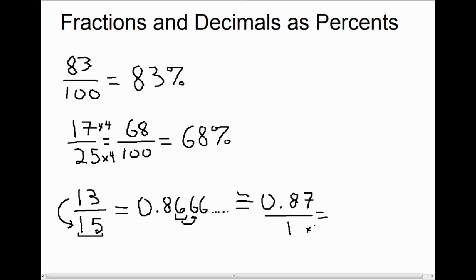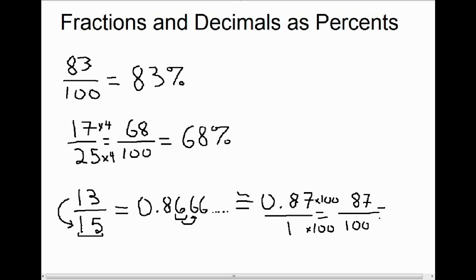Well, 15 didn't go evenly into 100, but 1 does go evenly into 100. And to change 1 to 100, we multiply it by 100. So that's what we have to do to 0.87. Whatever we do to the bottom, we have to do to the top. And when we multiply by 100, we move the decimal 2 places to the right. So we get 87 out of 100.